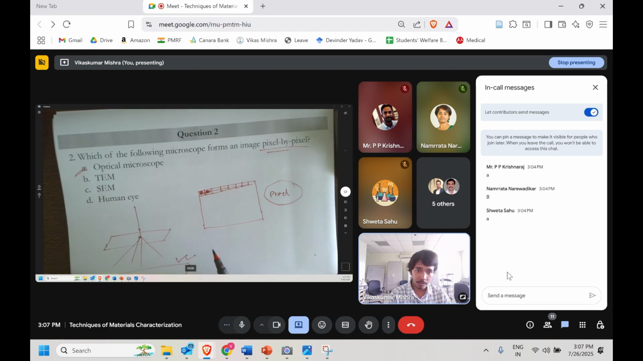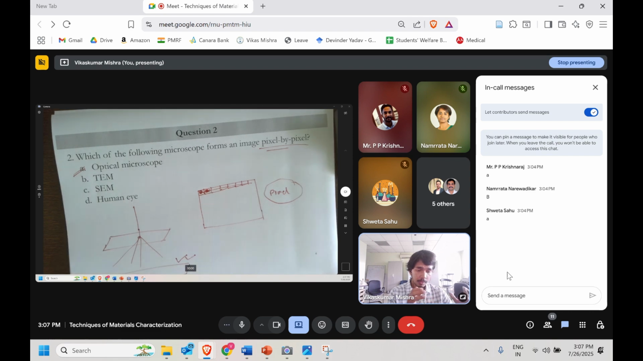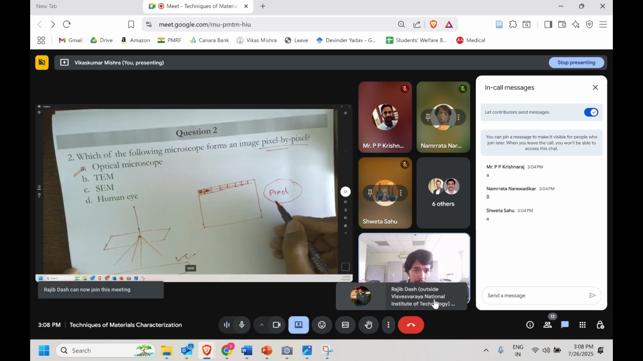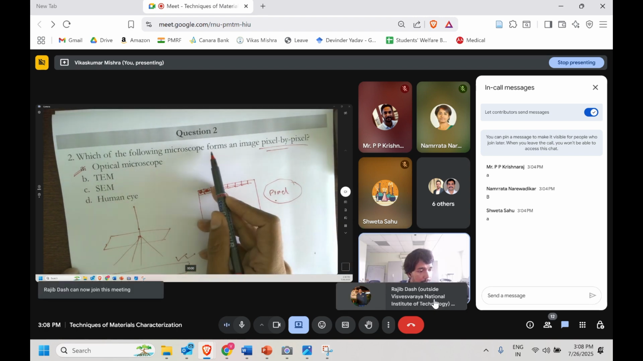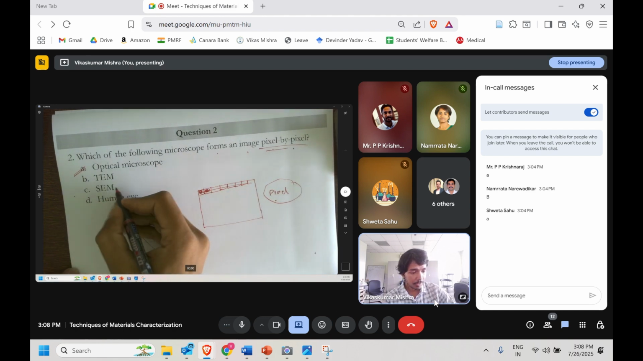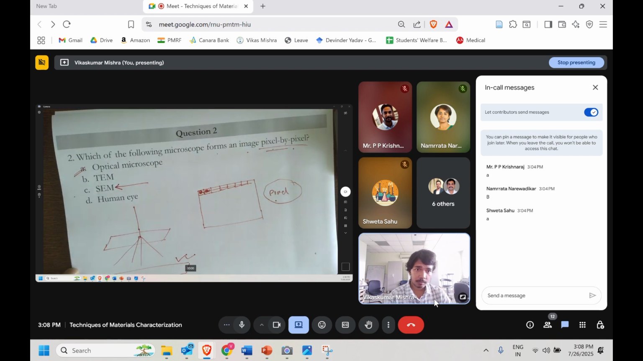Whenever you do SEM, you might see that the formation of the image takes a lot of time. It scans from the top to the bottom, whether you use SE or BSE, in both cases you see that it rushes from one to another. And this is the reason SEM is pixel by pixel. So which of the following microscopes forms an image pixel by pixel? SEM is the correct option.